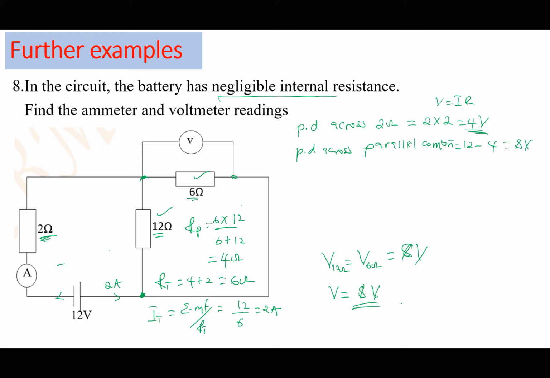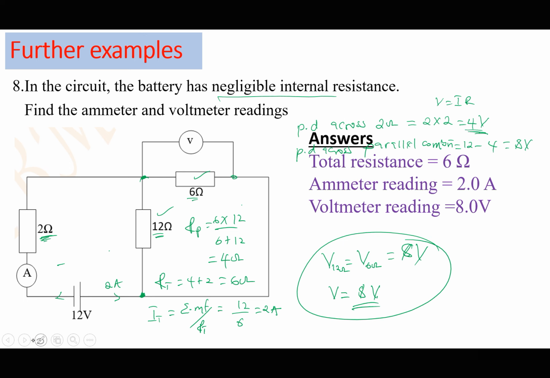That is the easiest way, without even trying to find the current which goes through each. I can find the PD across the resistor which is in series with the battery directly, then I subtract it from the EMF and I get the balance. It will be the PD outside, the PD on the parallel combination. So the answer is going to be 8 volts. So you can think about such questions.